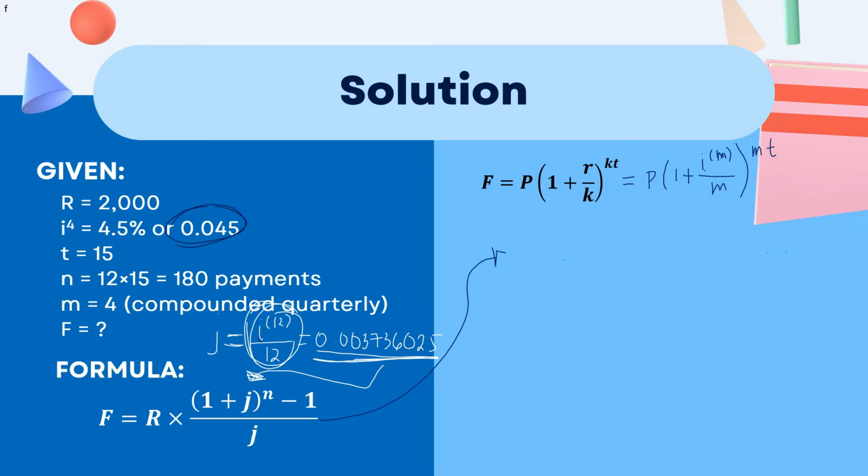Alright, so proceed na po tayo. Again, ito po yung formula na gagamitin to compute for the future value ng ating general annuity. Then, ito yung equivalent rate na gagamitin natin to substitute sa ating J sa ating formula. Now, F is equal to, ang regular payment natin is 2,000, multiplied by 1 plus J, kompleto natin isulat para mas accurate, raised to N. Ang N po natin is 180, then minus 1, over J pa rin.